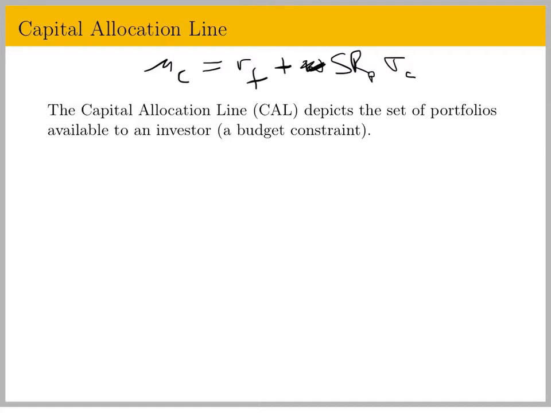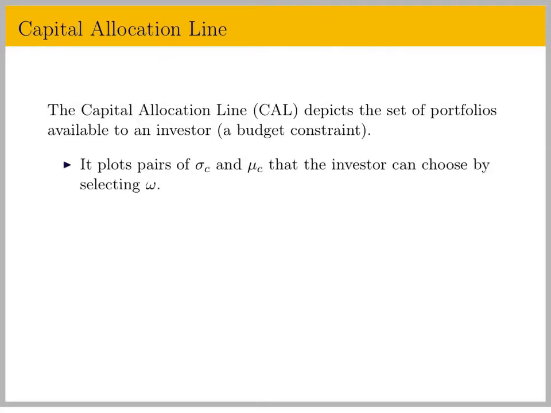So in a moment, we're going to combine indifference curves with budget constraints, just like you did in your microeconomics course as a way of finding an optimal bundle of goods that an agent desires to consume. Well, in this case, we'll combine the capital allocation line, which is all the portfolios available to an investor, plus indifference curves to find an optimal portfolio.